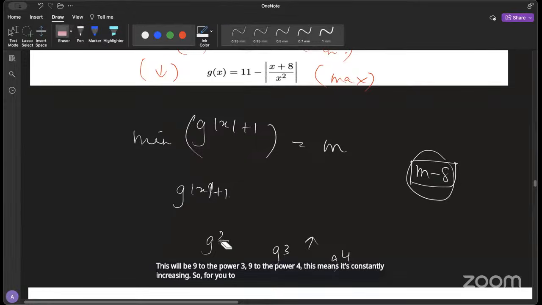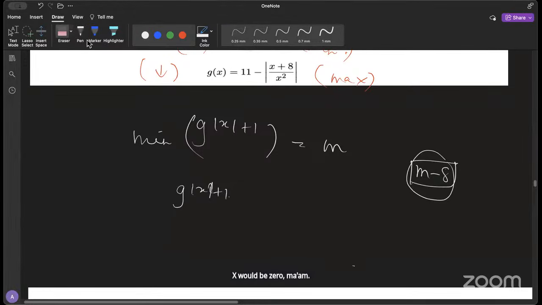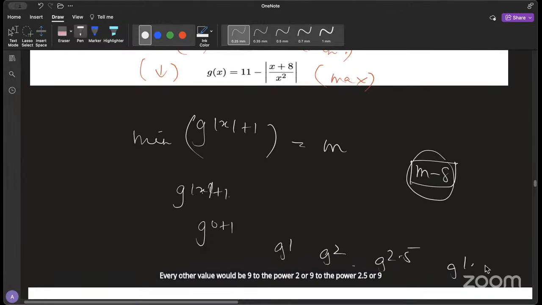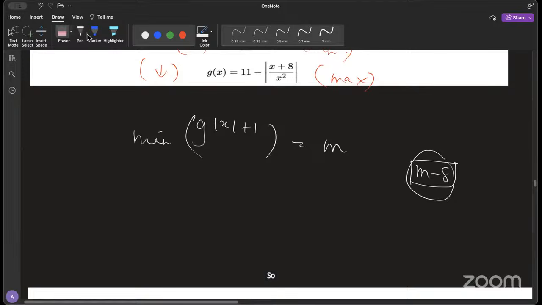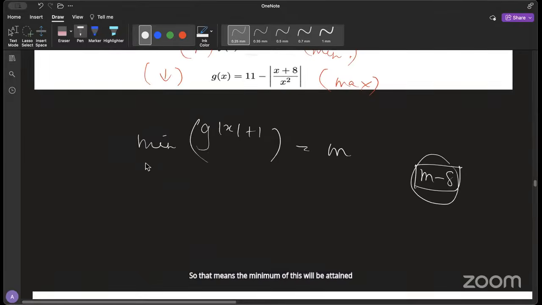So for you to find the minimum of this, you will have to have x equal to 0. So this will be 0 plus 1, and this will give you 9 to the power 1. Every other value would be 9 to the power 2 or 9 to the power 2.5 or 9 to the power 1.6, because this is 9 to the power 1 plus mod x. So the power is definitely greater than 1, right? So that means the minimum of this will be attained at x equals 0.